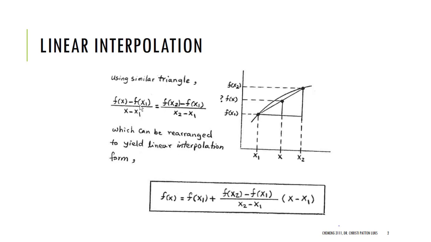So basically it's taking the slope from our unknown point to point x1 and the slope of our point between the two known points x1 and x2.